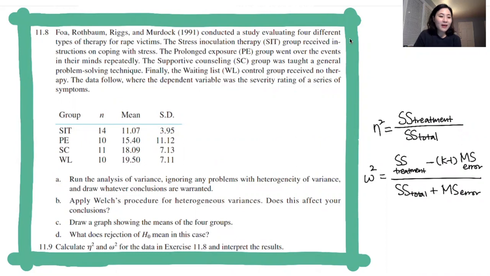This is exercise 11.9 in the 8th edition: calculate eta squared and omega squared for the data in exercise 11.8 and interpret the result. The eta squared and omega squared formulas are here. Unfortunately, we don't have the raw data, so we need to calculate the ANOVA table by hand using only the summary statistics. So let's calculate the ANOVA table.